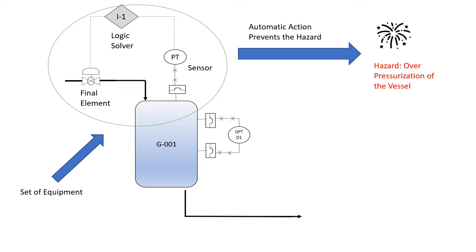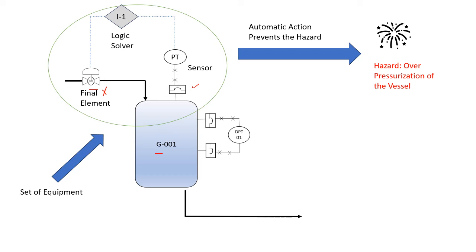Now take a particular example here. If you see this, there is a vessel here, and in this vessel there is an inlet line and an outlet line, right? And there is a pressure sensor on the top. So this pressure sensor is basically providing you the data about the pressure of the vessel, right? So when there is an increase in the pressure, there is an automatic loop that closes this final element, that is this valve, right?